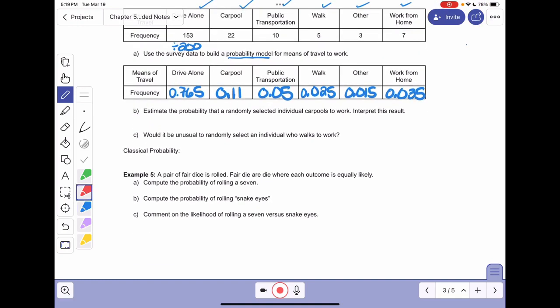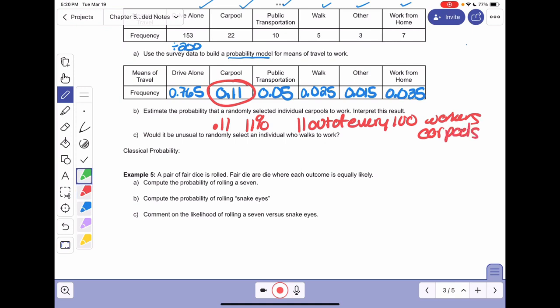Now we're going to estimate the probability that a randomly selected individual carpools to work. So that probability would be 0.11 or 11%. And interpreting that would say 11 out of every 100 workers carpools.